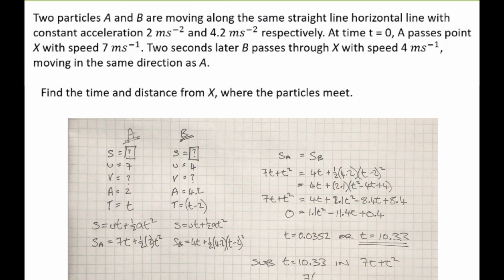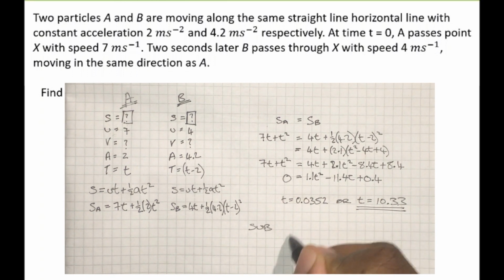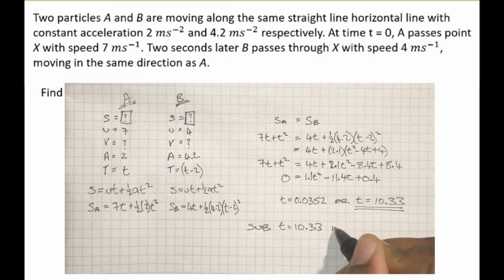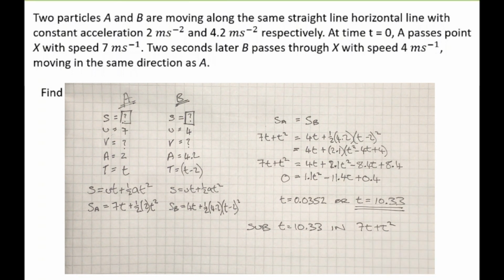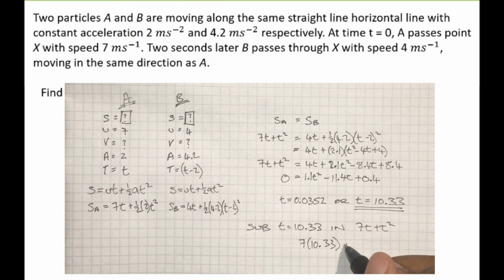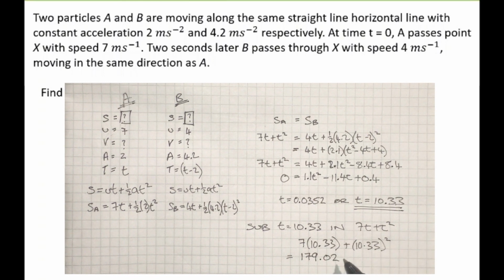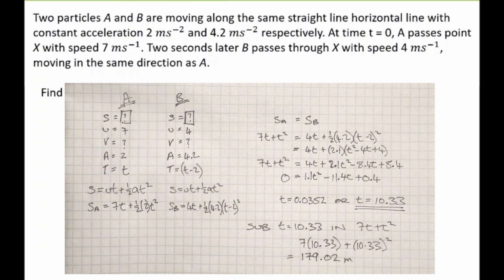The question additionally asked, what is the actual distance? So now we know the time when they are the same distance away, but what is that distance? I can find that by substituting this time into one of those expressions for displacement. I hope you realize that it should actually work in both of them. So I'm actually just going to choose the easiest one to substitute into. So I'm going to go for 7t plus t squared. And I'm just going to substitute in my 10.33. And that gives me an answer of 179.02 meters.